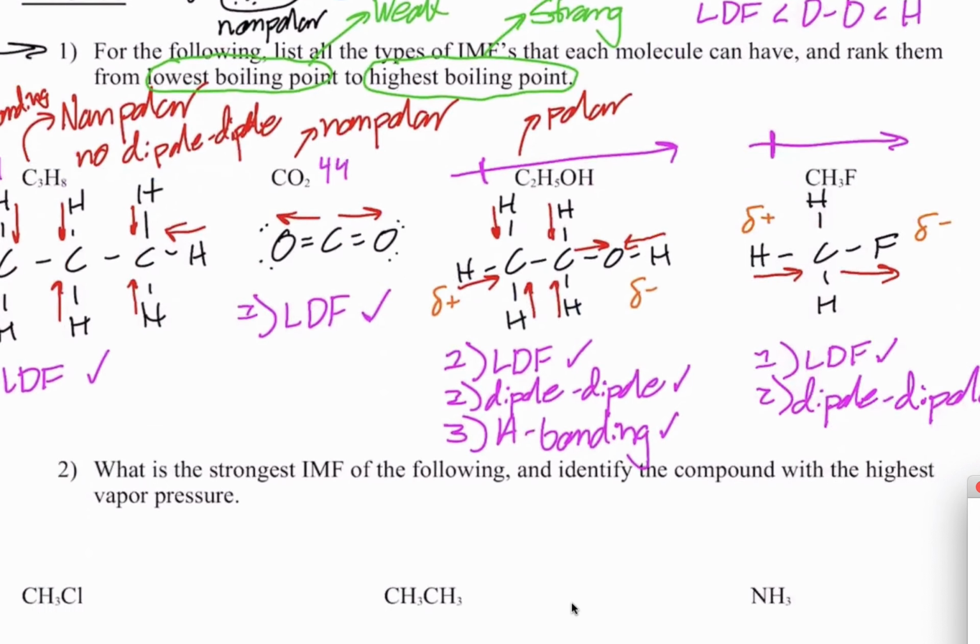So the way this is going to work, starting out, we have C3H8 is going to be around equal to CO2, okay? But those two are going to be less than my CH3F, because CH3F, its strongest intermolecular force is dipole. So next up is CH3F. And then finally C2H5OH.